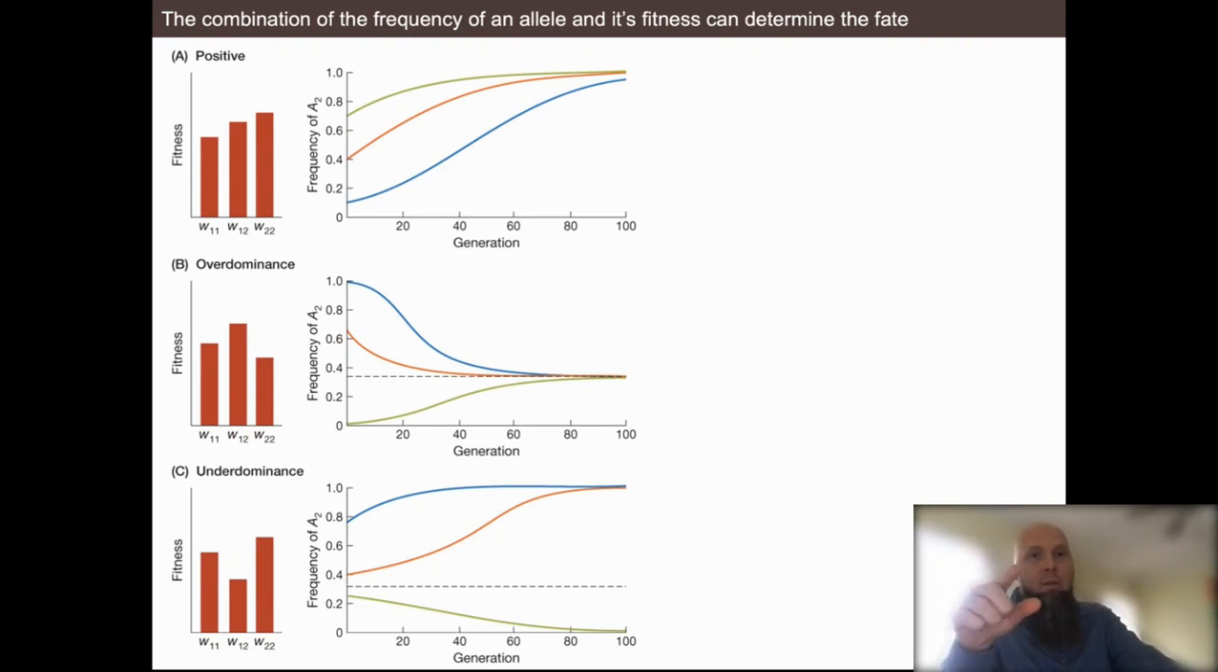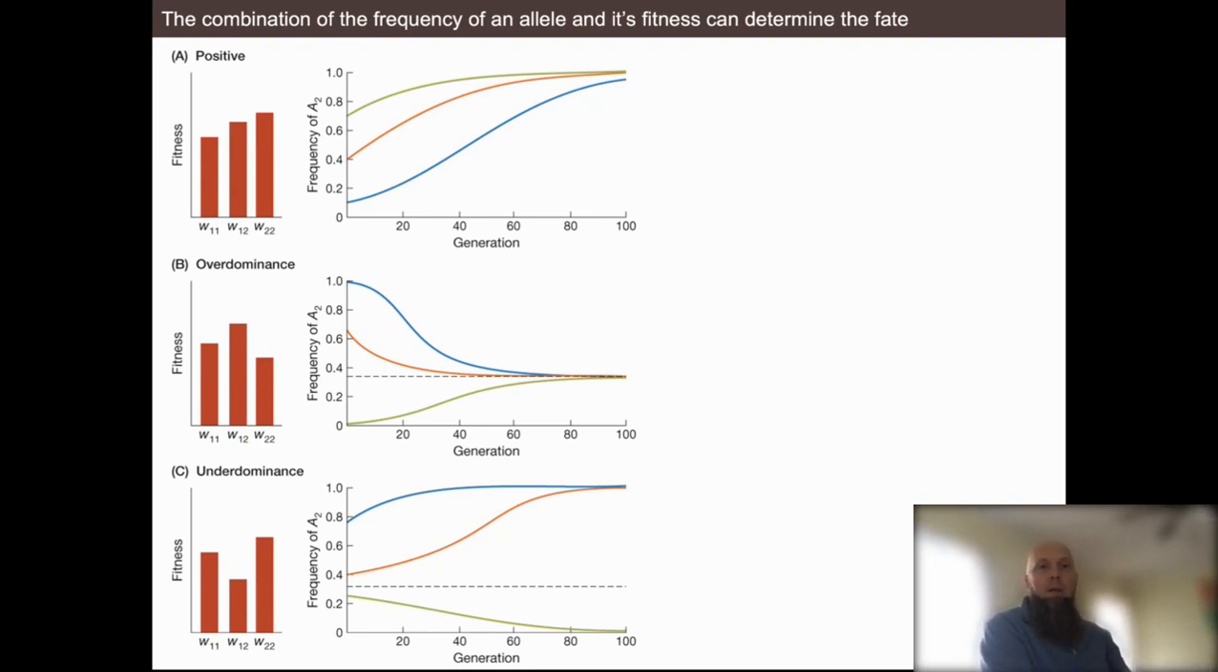So we've got 3 different scenarios here where the frequency of the A2 allele starts out at either 10%, let's say 40%, or 70% in this top right graph, okay? And over time, in an instance of positive selection for A2, where A2 is the best, you can see the frequency of the A2 allele increases and reaches fixation pretty quickly.